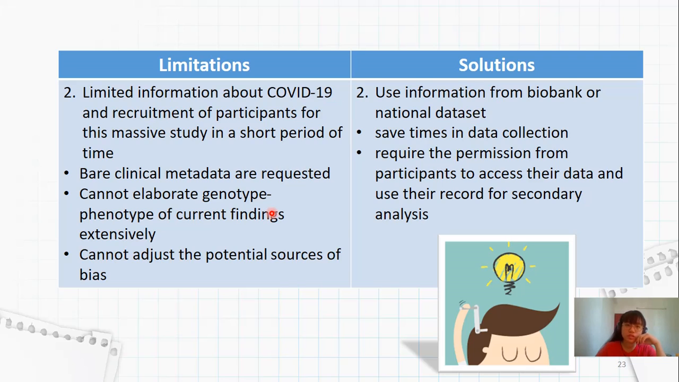Another possible limitation of this research is that information about COVID-19 is limited and there is also a need to recruit a large number of participants for this massive study in a short period of time, which causes only bare clinical metadata to be requested, thus we cannot elaborate the genotype-phenotype of current findings extensively, and also cannot adjust for potential sources of bias. The solution to overcome this problem is to use data from a biobank or national dataset, which can save some time in data collection. However, these require permission from participants to access their data and use their records for secondary analysis.